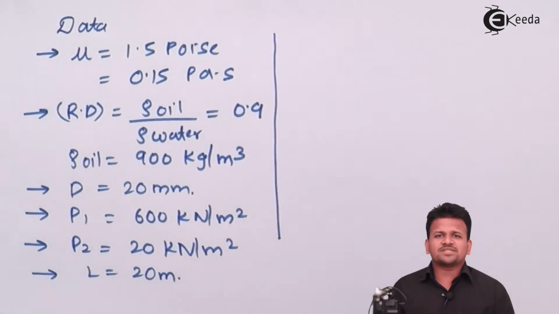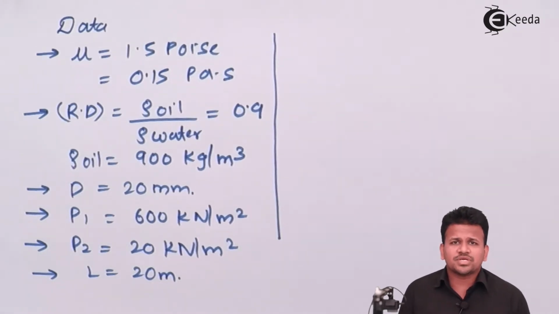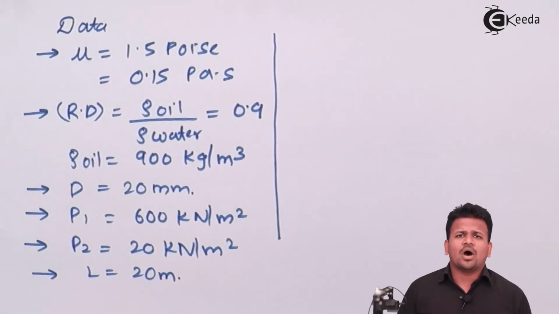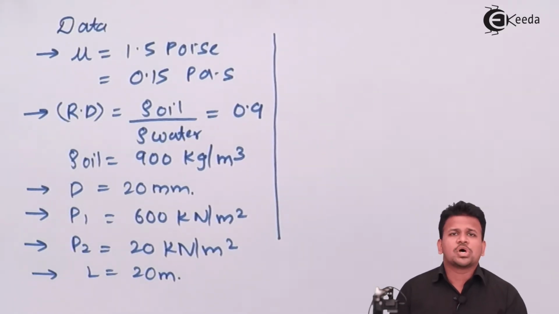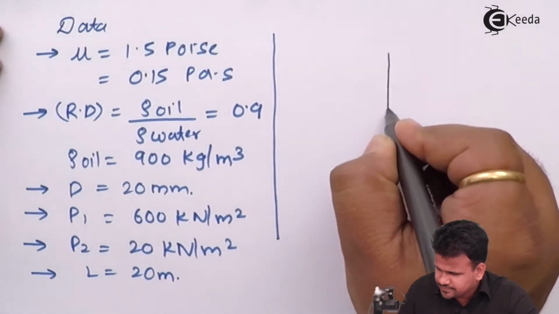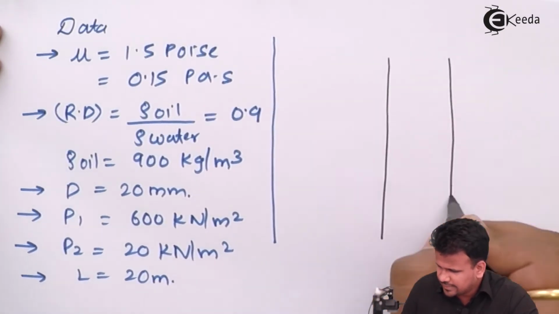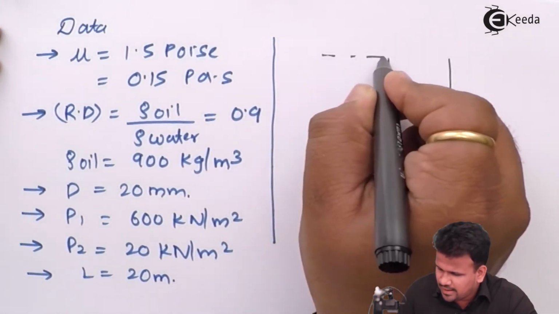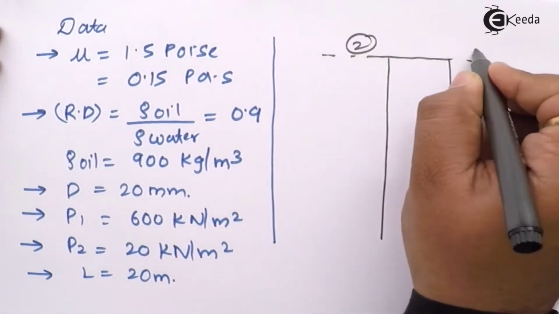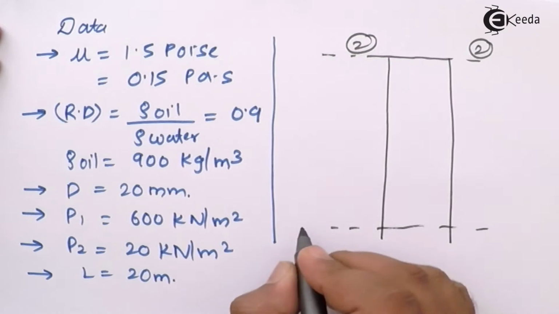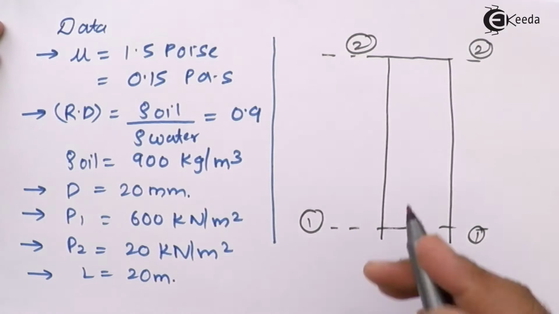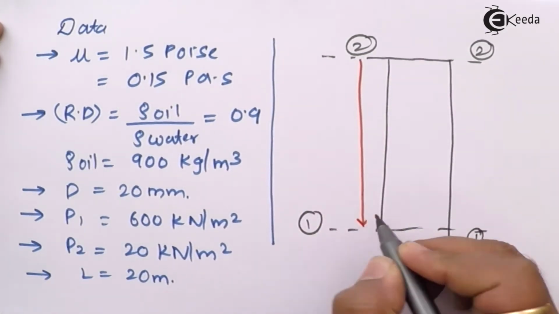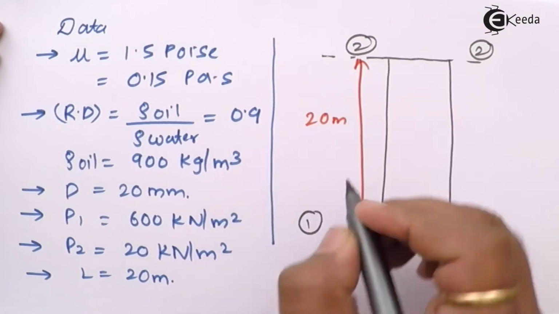Now here they have not specified whether the pipe is converging or diverging. We'll assume that the pipe diameter is constant. So now let us draw the diagram of the pipe. There is a vertical pipe, and this vertical pipe has two sections. This is section 2, we'll assume, and this is section 1, and we know that they are 20 meters apart.